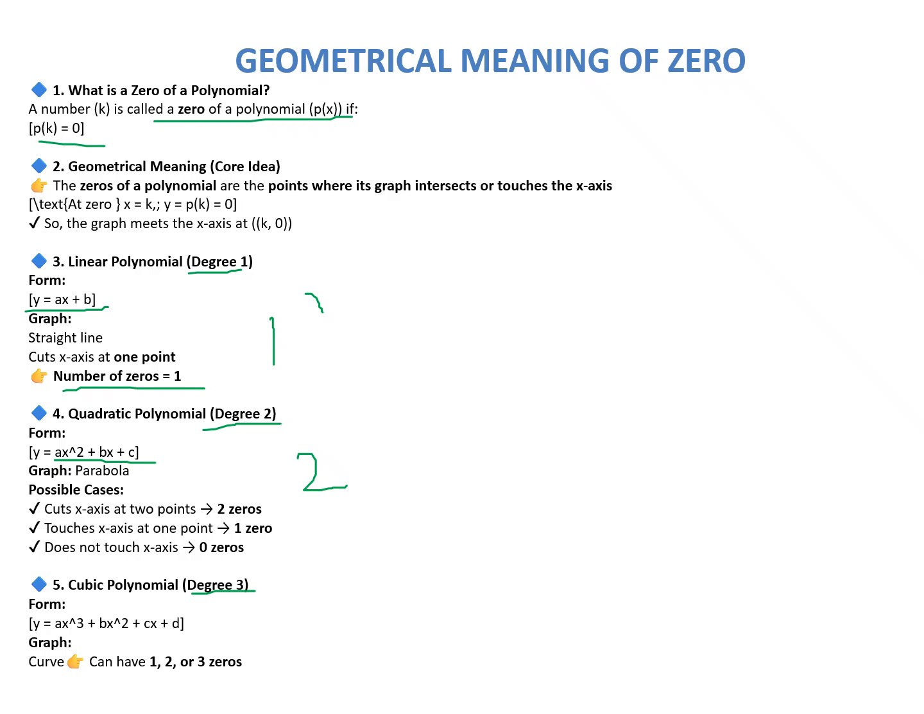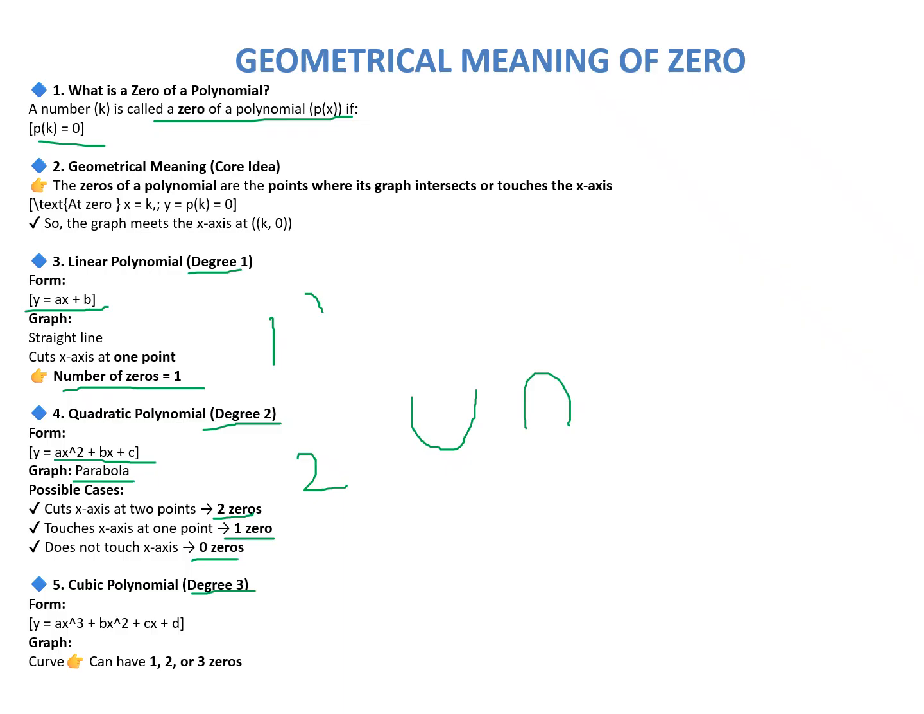When we represent this in the form of a graph, we get a parabola. A parabola is a U-shaped graph, a normal U or a reverse U. When we plot this graph, it touches the x-axis at a maximum of 2 points. It cuts the x-axis at 2 points, which means 2 zeros, touches the x-axis at 1 point, which means 1 zero, or does not touch the x-axis, which means 0 zeros. So the maximum we can have for a quadratic polynomial is 2 zeros; there can be two zeros, 1 zero, or no zero as a solution, but never more than 2.